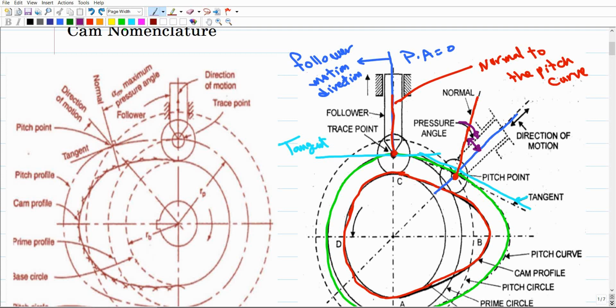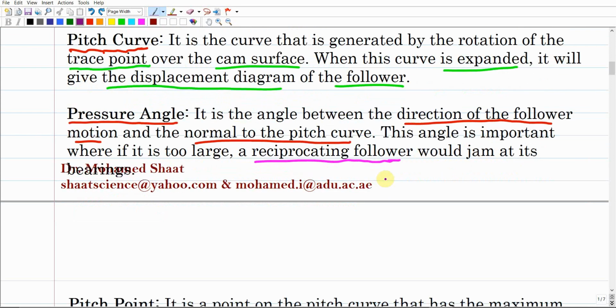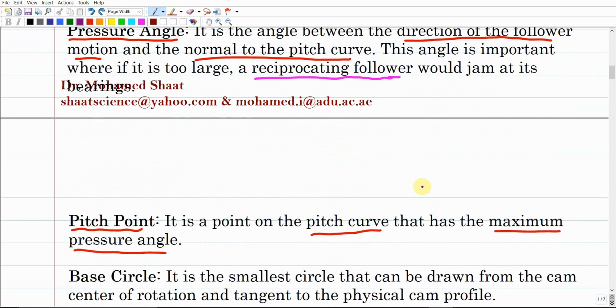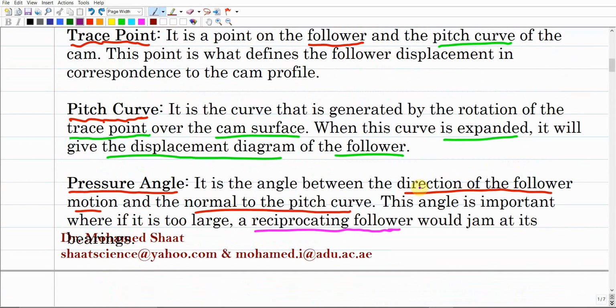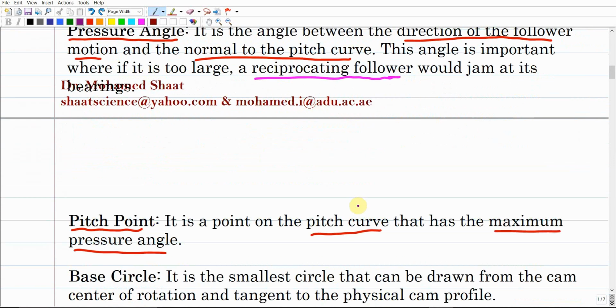We have to do force analysis to decide what is the maximum pressure angle that is allowed to give smooth reciprocating motion for the follower without any jamming. That's why this pressure angle is important in the design of the cam profile. The main reason is that if it is too large, a reciprocating follower would jam at its bearing, because in this case the radial force acting over the follower is going to be significant, and it would result in the jam of the follower, as we mentioned. Make sense?